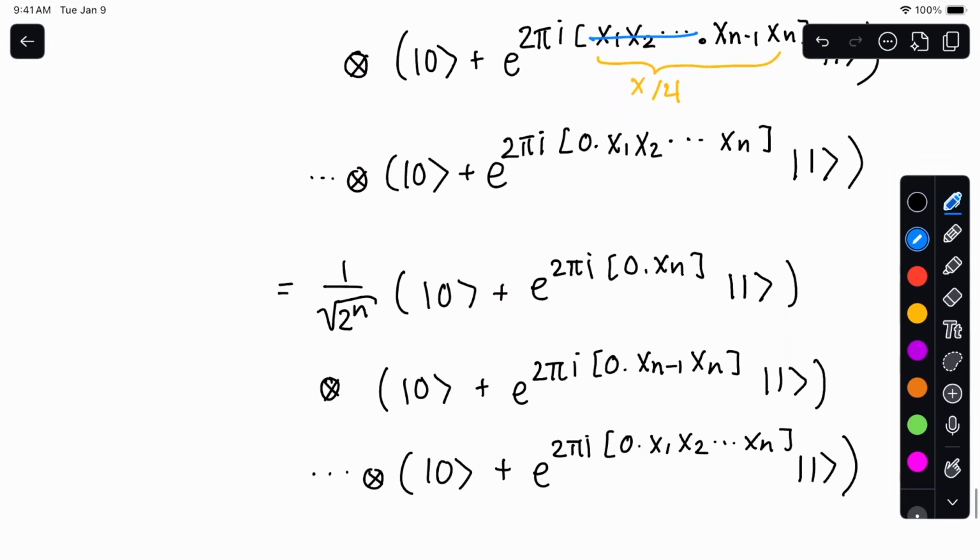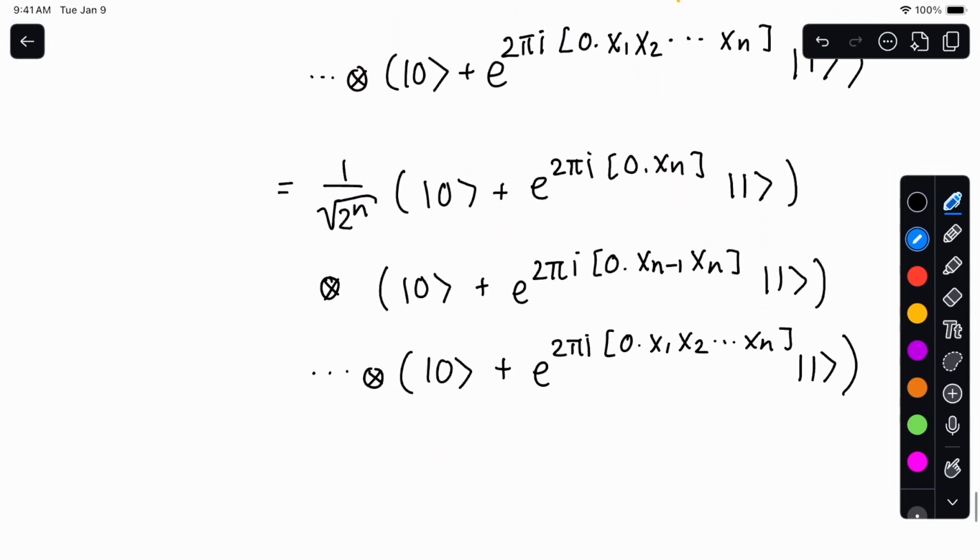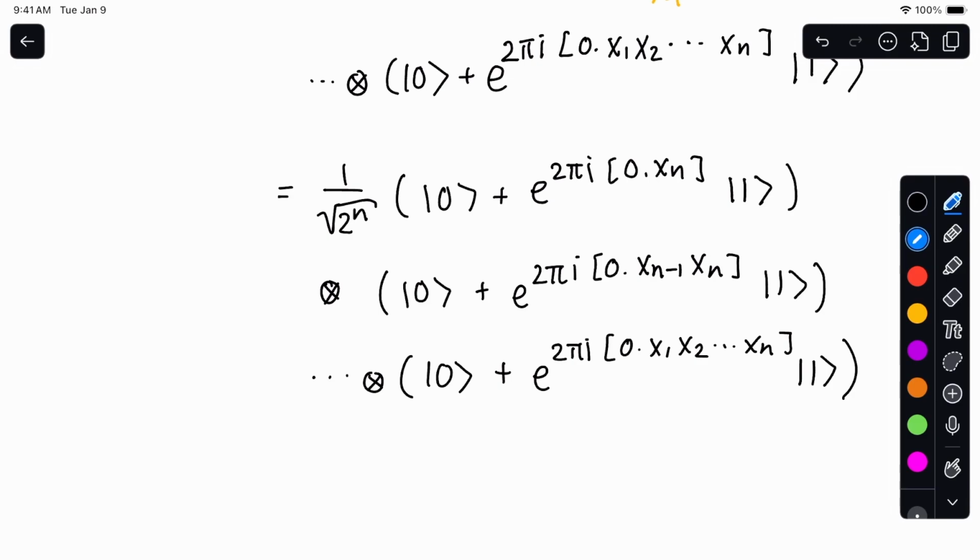And what we're left with is this. And this is our final expression for what the quantum Fourier transform does. I just want to emphasize here that this is going to be our most significant bit, and this is going to be our least significant bit. I'm emphasizing that because when we write down our quantum circuit, the most significant bit is actually going to end up at the bottom wire, and the least significant bit is going to end up on the top wire.